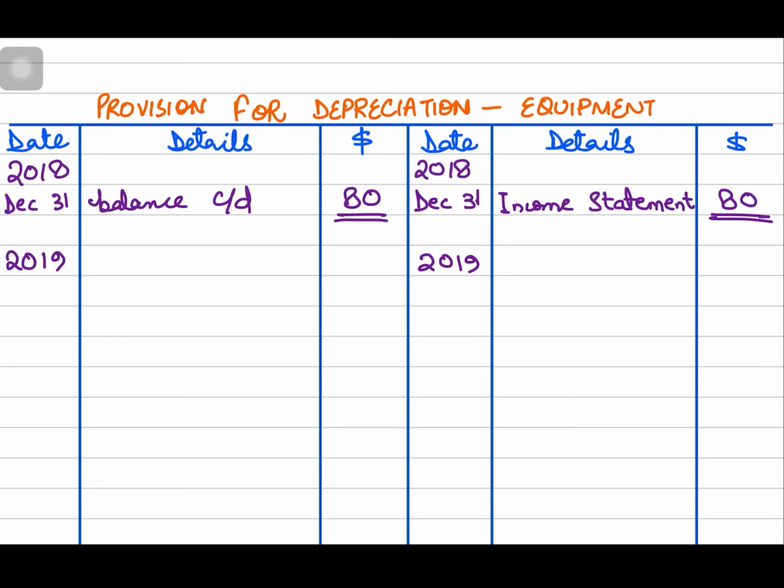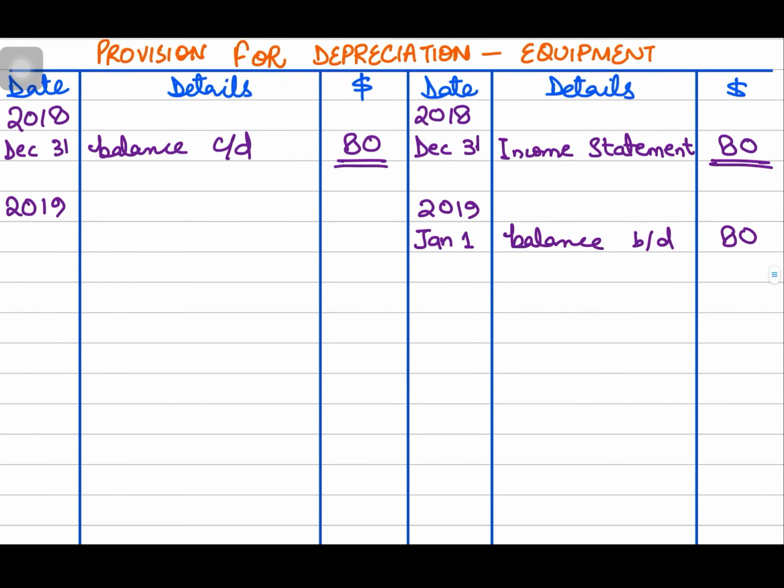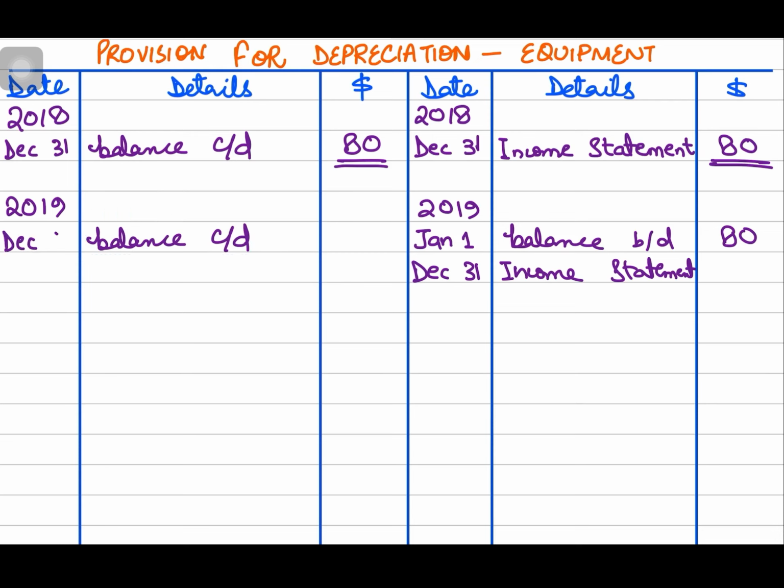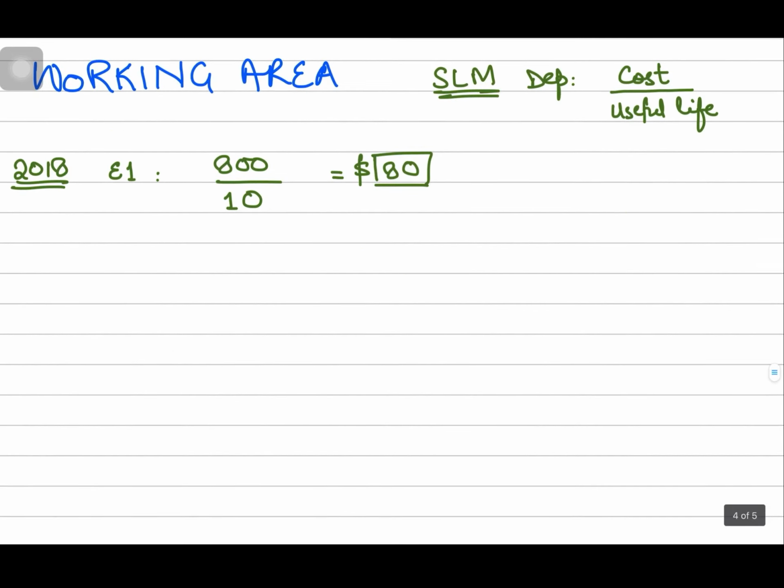First of all, don't forget to write the balance brought down. So, January 1st balance brought down $80, right. Now, next entries will be on December 31, again the income statement and the accumulated depreciation, and this time the accumulated depreciation will consist of the balance brought down as well, right. So, you have to add the balance brought down to the current year depreciation. Okay, so now the year is 2019.